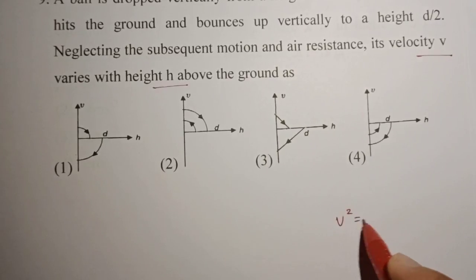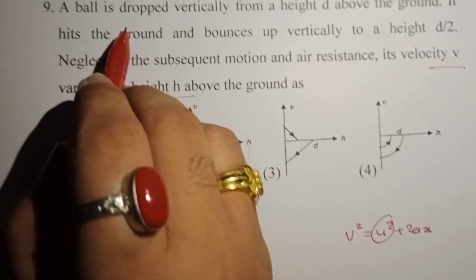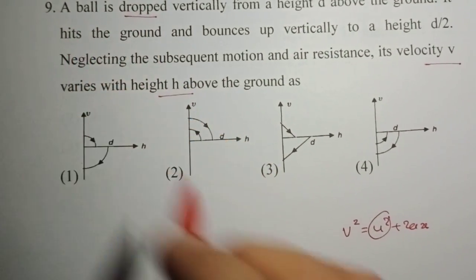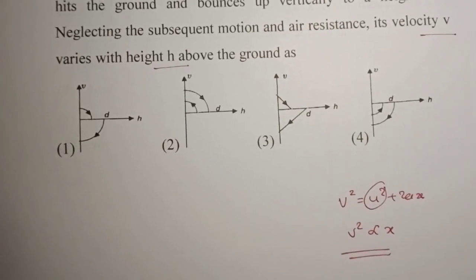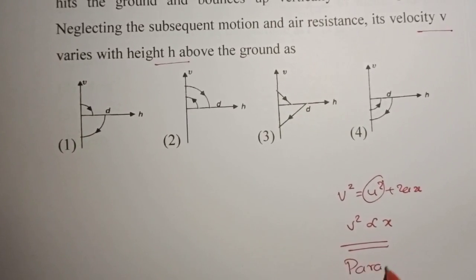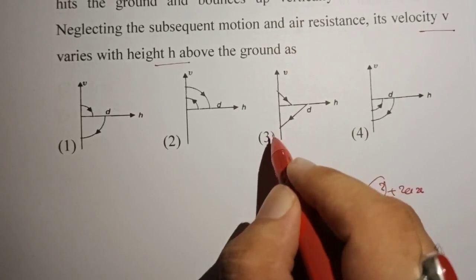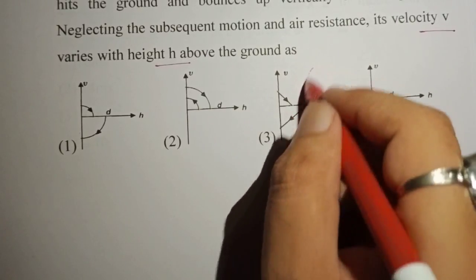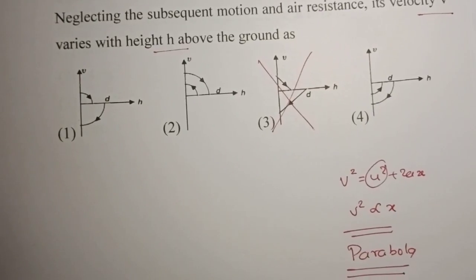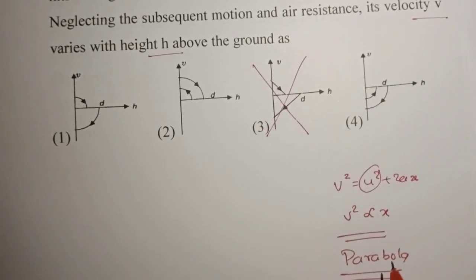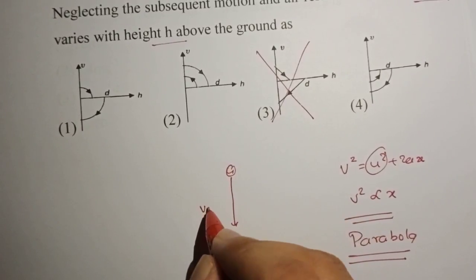See, v square equal to u square plus 2ax. The initial velocity is 0 because the ball is dropped. So v square is proportional to x, which means we should get a parabola. So in the question, option number 3 is a straight line, so I can right away rule this out. Then what you should observe is that when the ball is falling down, the sign of velocity is negative.